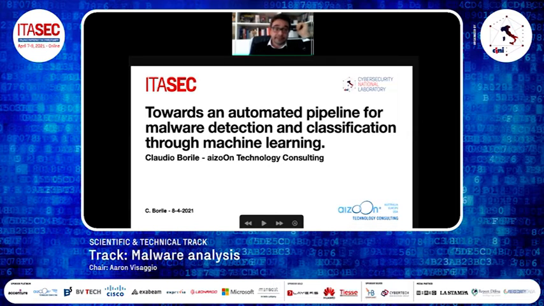We have a lot of papers, so I think it's better we start soon. Each presenter has 15 minutes, and then we have time for a couple of questions. So the first paper is entitled Towards an Automated Pipeline for Malware Detection and Classification Through Machine Learning.